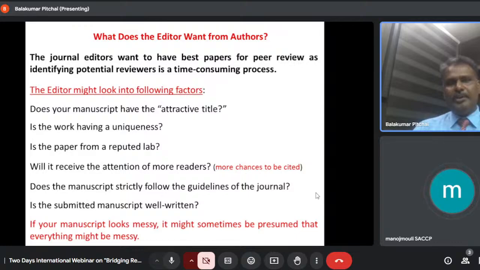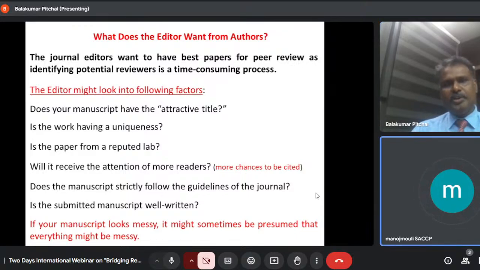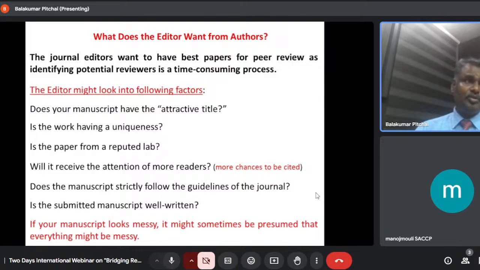The editor might look into the following factors. Does your manuscript have an attractive title? Does the work have uniqueness? Is the paper from a reputed lab? Will it receive the attention of more readers, so that there are more chances of being cited? Does the manuscript strictly follow the guidelines of the journal? Is the submitted manuscript well written? Because if your manuscript looks messy, with a lot of grammatical and typographical errors, it might sometimes be presumed that everything might be missing. So you have to be very careful while you are submitting the manuscript.